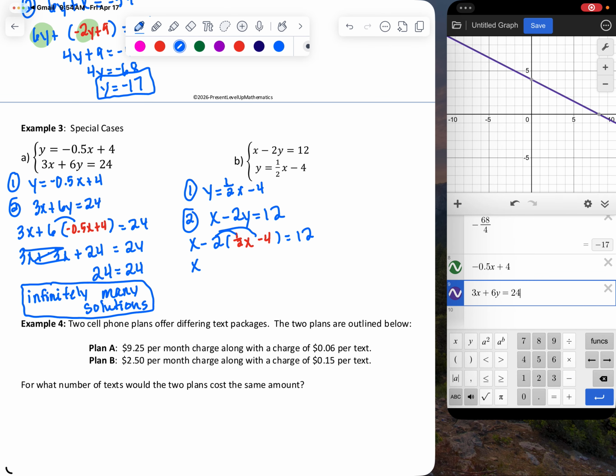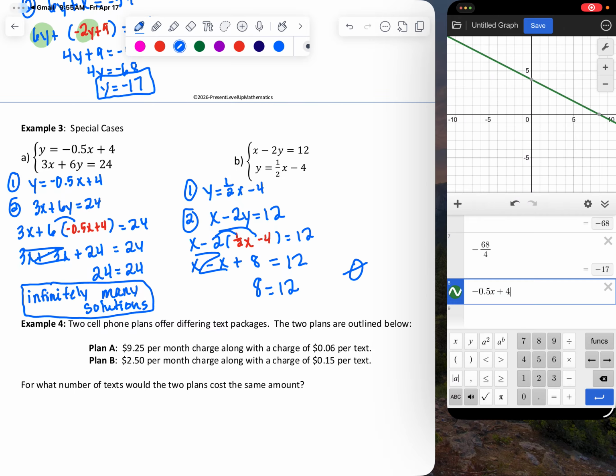So -2 times 1/2 x is -1x. -2 times -4 is +8, and that equals 12. So x minus x, that zeroes out, and we're left with 8 equals 12. So this time, our variables zeroed out again, but I'm left with two numbers that do not equal each other. So when that happens, your answer is no solution.